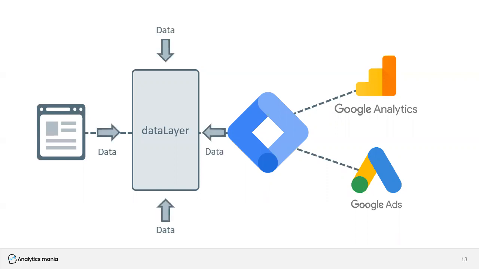And that information can be sent from various parts, both from people, but also from the code. I will very shortly explain where that data can come from. Then you can configure Google Tag Manager, and actually you should configure it, to take that data from the data layer and then send it further to tools like Google Analytics or Google Ads.